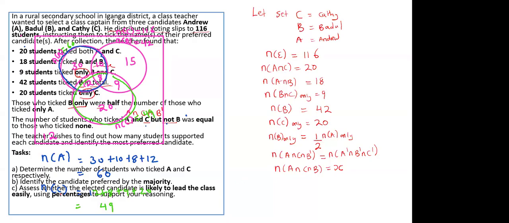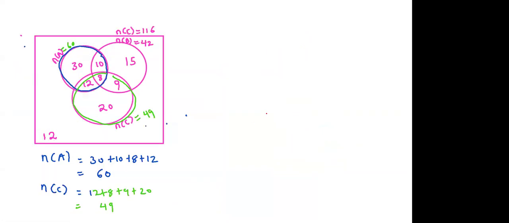Then part C: assess whether the elected candidate is likely to lead the class easily, using percentages to support your reasoning. Now, the moment you say likelihood, we have invalid votes, which we have as 12. So the likelihood means a probability. You are first going to find the probability for Andrew.